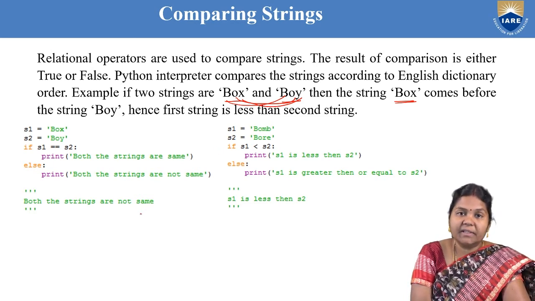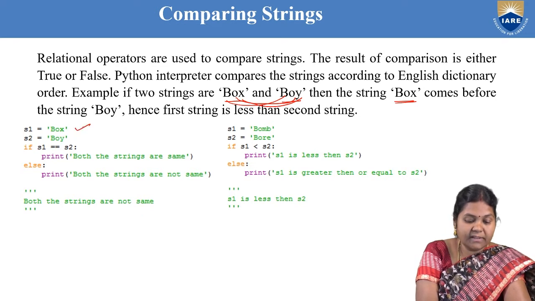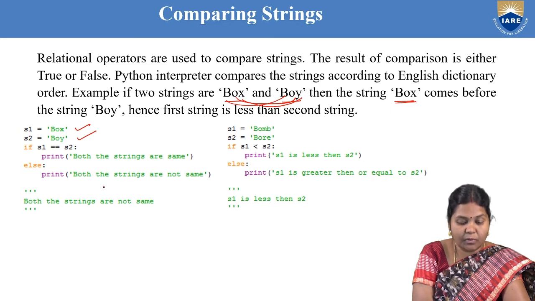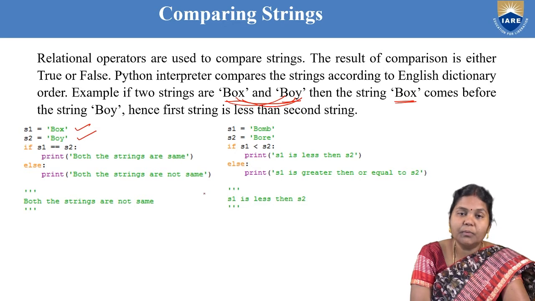Now let us see some examples. First string is box, second string is boy. If S1 double equals S2, that means you are comparing whether both the strings are same or not. So the output will be that both the strings are not same, because according to the English dictionary order, the first string box is less than the second string.